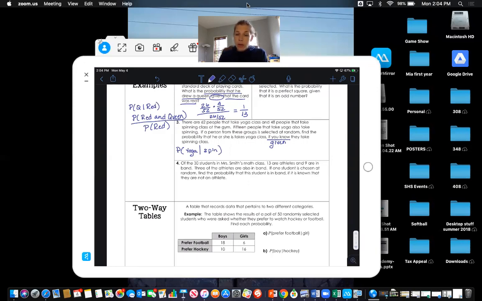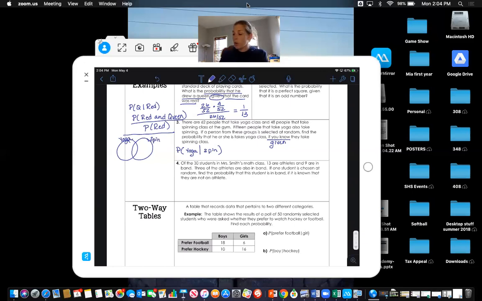So I'm going to do this one in a slightly different way. I'm going to show it to you with a Venn diagram. What I have is my yoga circle, and in total, anyone who's taking yoga is going to be within this circle. And then I have my spin circle.